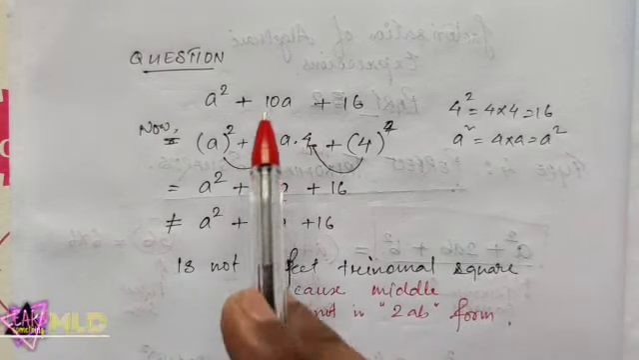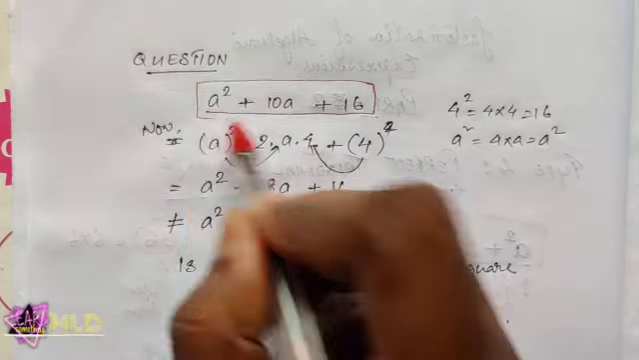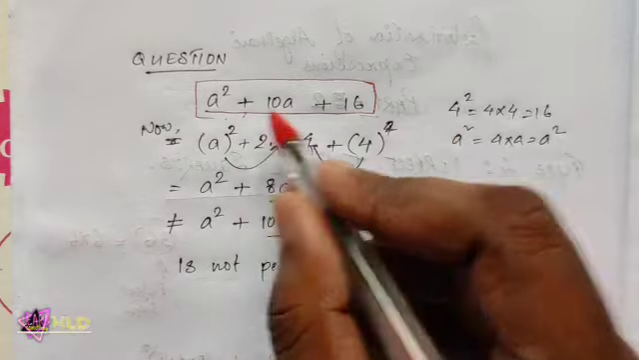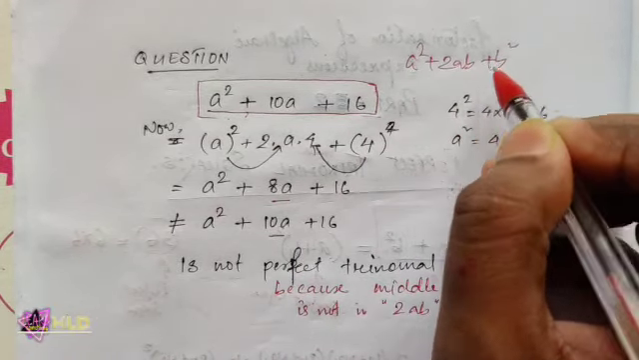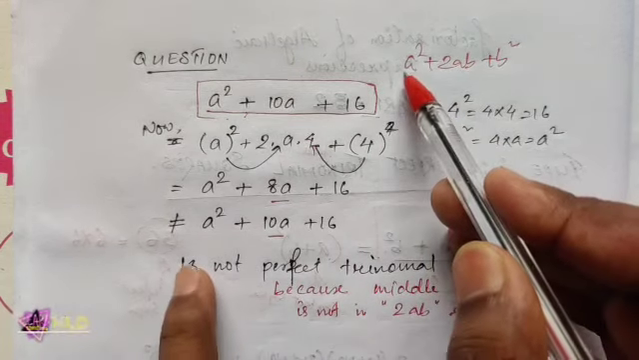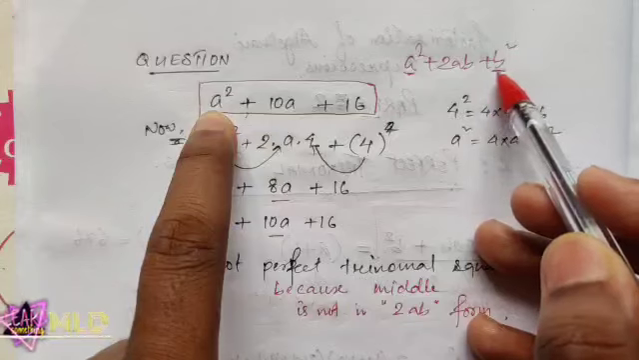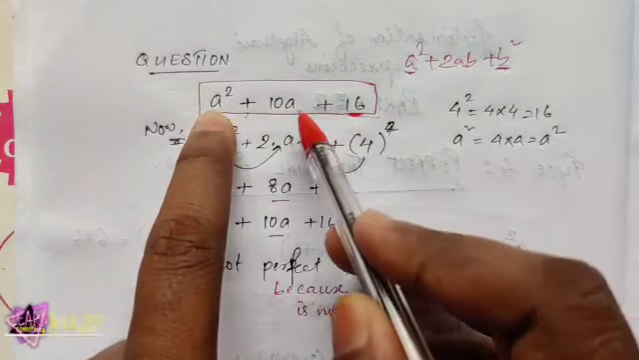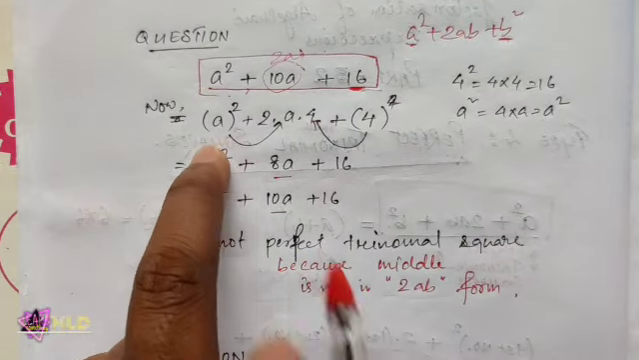So a square plus 10a plus 16b. Let us see whether this will be a perfect trinomial square or not. Since there is a plus, I will take a square plus twice ab plus b square. In this format I have to check. The first term square is positive, the second term square is positive here, and here also it will be positive. Now this will be the middle term, twice ab form. Let us see whether everything is matching or not.